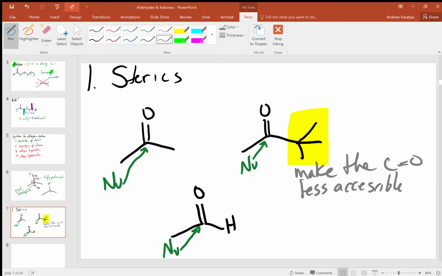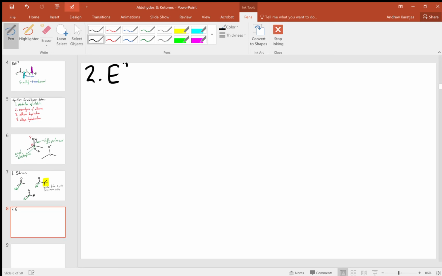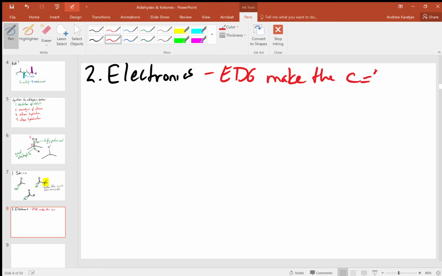But we also have an electronic effect here. And that's that electron donating groups make the carbonyl less reactive. And then, of course, the inverse is also true. If we have electron withdrawing groups, those can make the carbonyl more reactive. And this should make sense to us if we're looking at, say, a ketone compared to an aldehyde.